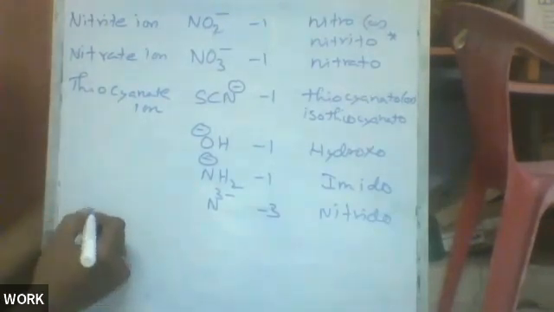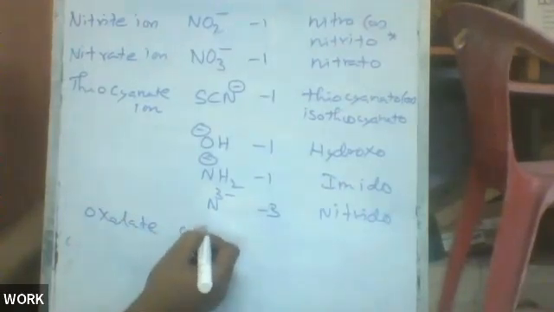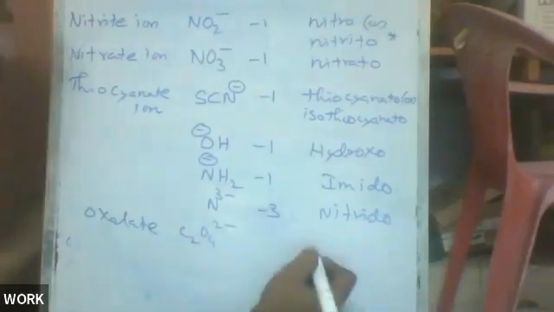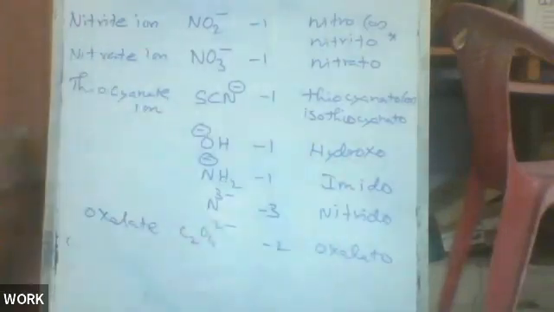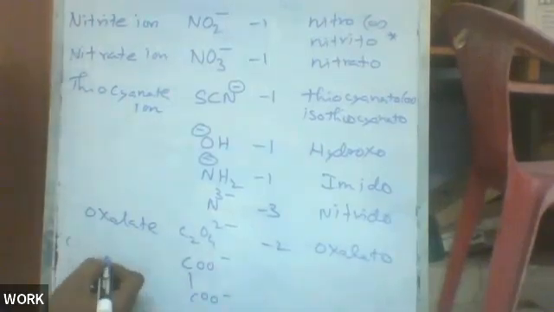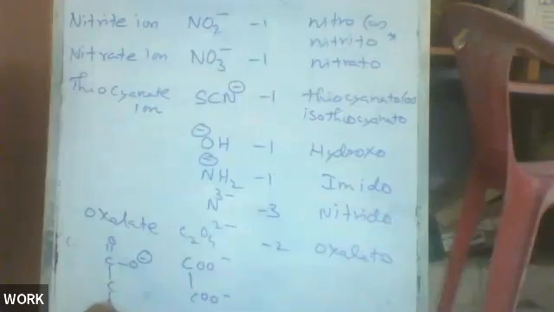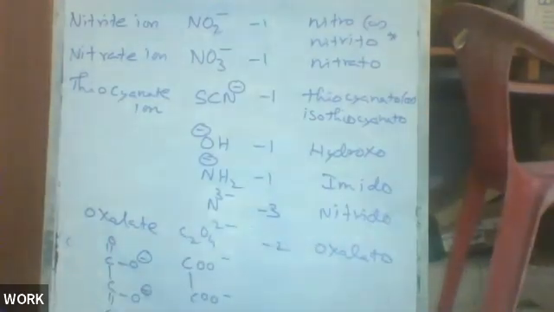And oxalate, C2O4 2 minus. So then it becomes oxalate, because COO minus, COO minus. That means C double bond O minus, C double bond O minus. That way the charge becomes -2. Okay, students.